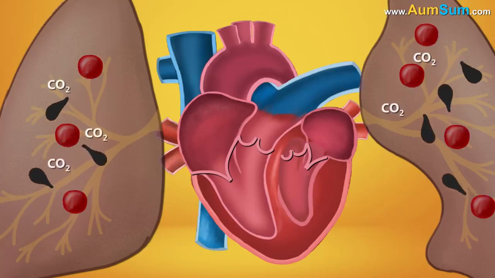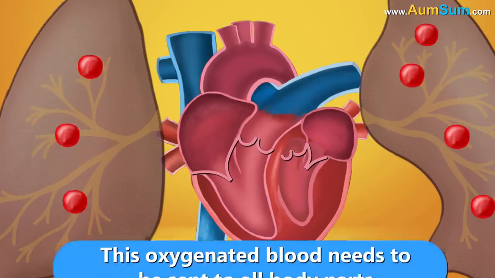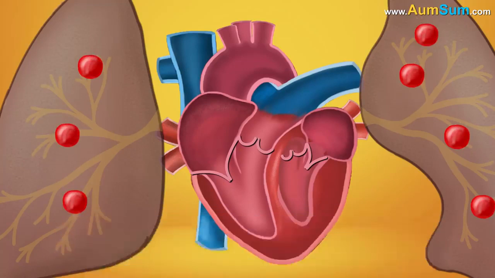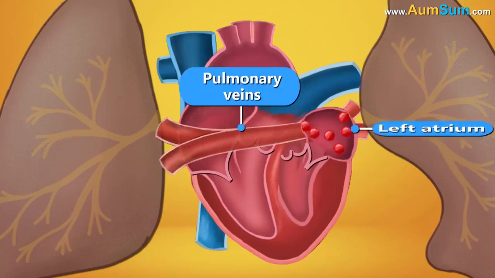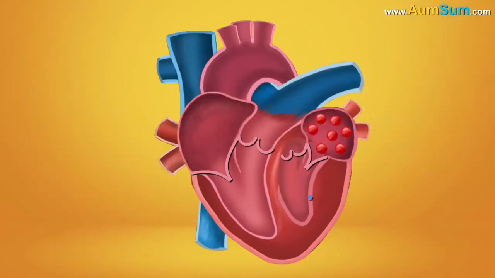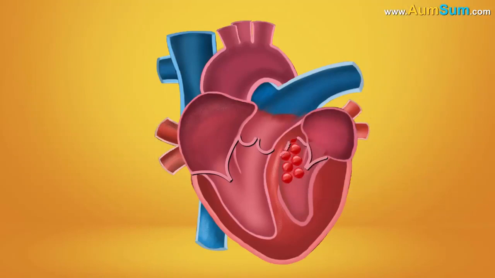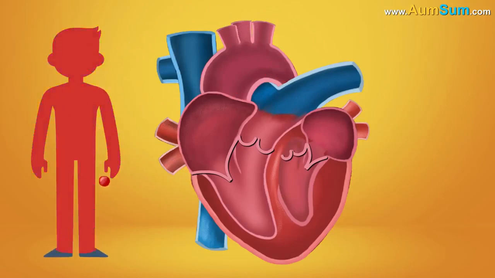That is, carbon dioxide is removed and oxygen is added to the blood. Now, this oxygenated blood needs to be sent to all body parts. So, let's take it back to the heart, through the pulmonary veins into the left atrium. From there, it flows into the left ventricle. And now, finally, through the aorta, it leaves the heart and is sent throughout the body.